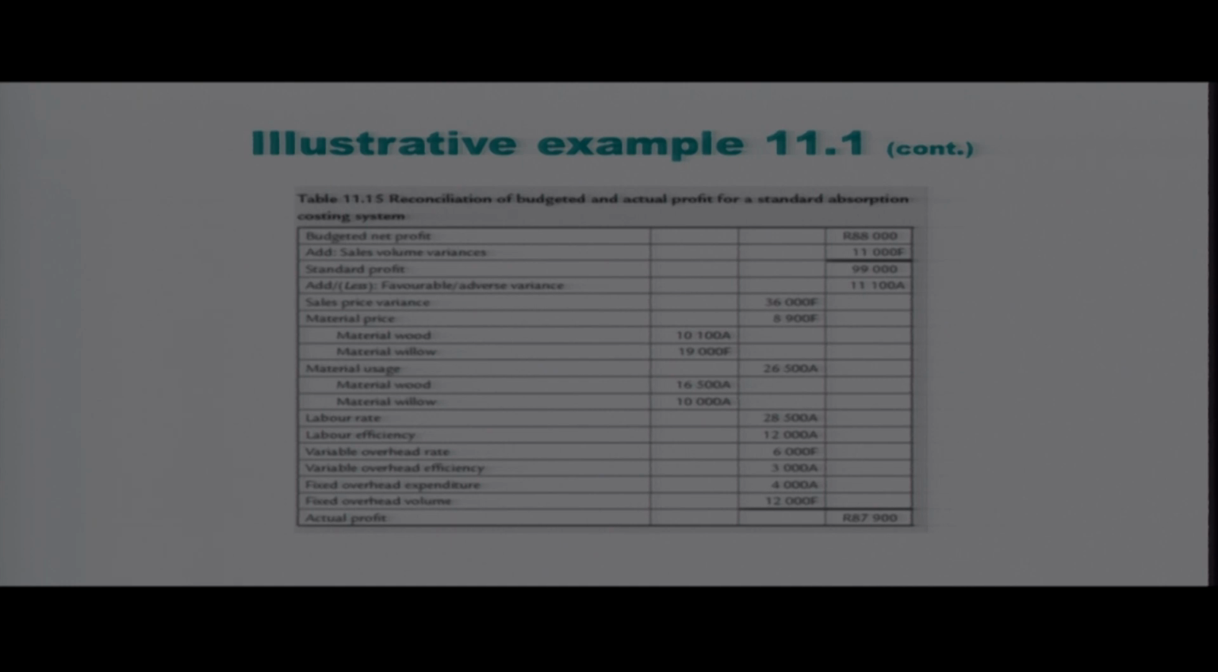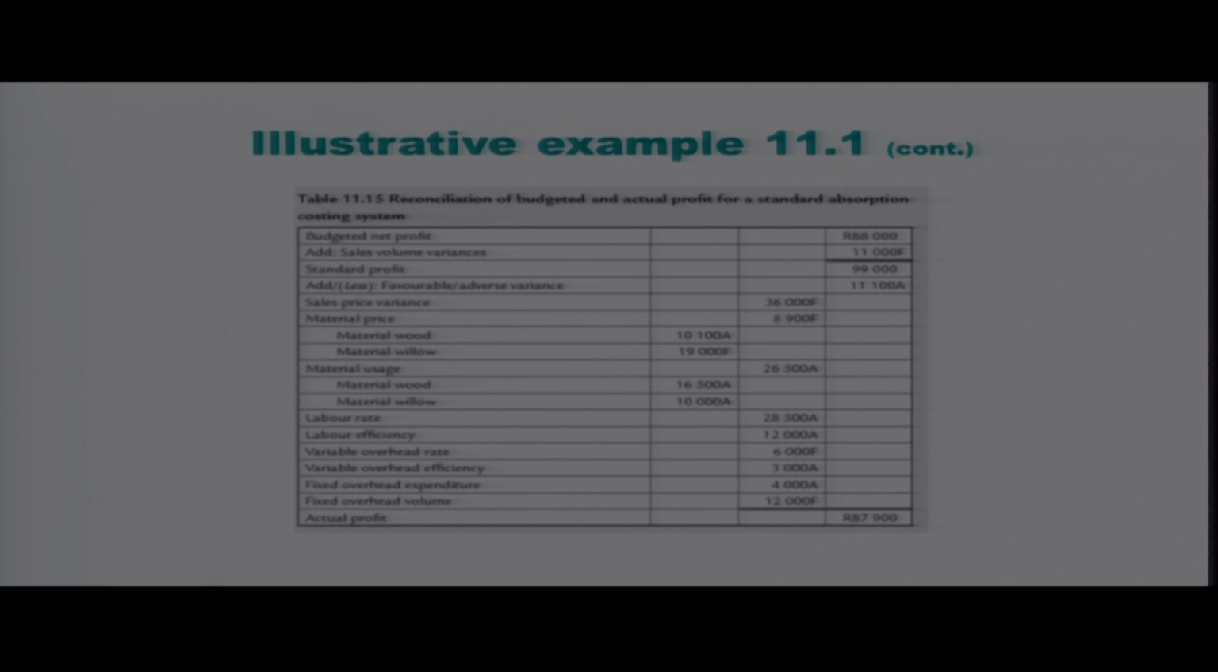That amount you will then subtract from the 99,000, which will then give us a profit of 87,900. It has to come to the actual profit because remember, what actually happened was we sold 9,000 units, and in the selling of the 9,000 units, the profit then came to 87,900. So now we reconcile what we had in our budget, which was for the 8,000 units, to get to the actual profit of 87,900. And this is done using the absorption costing.